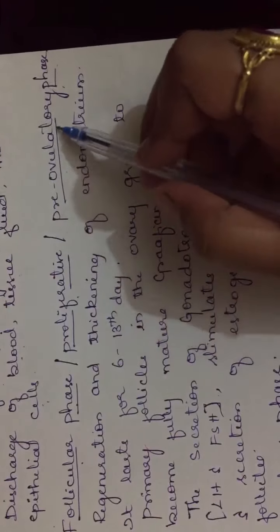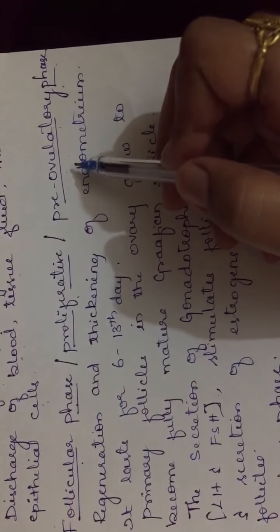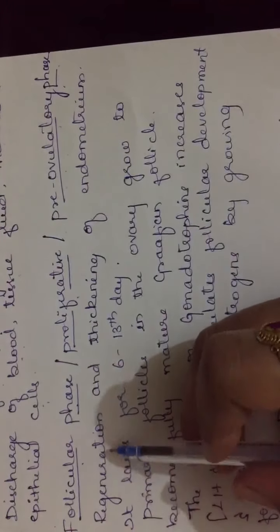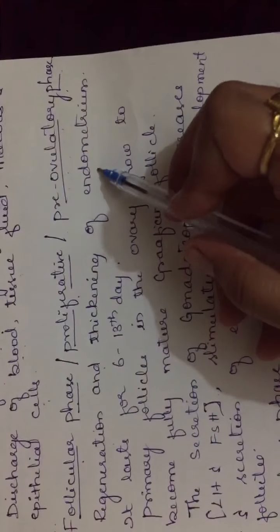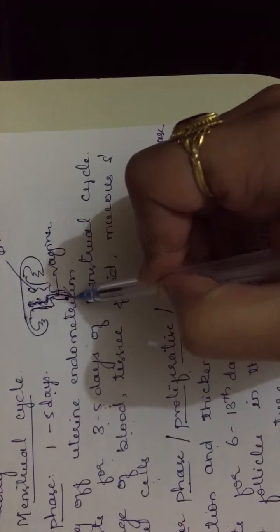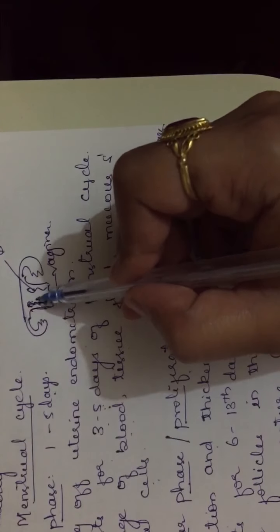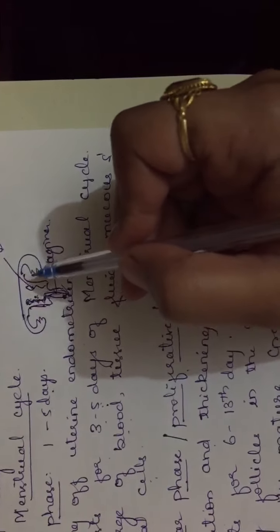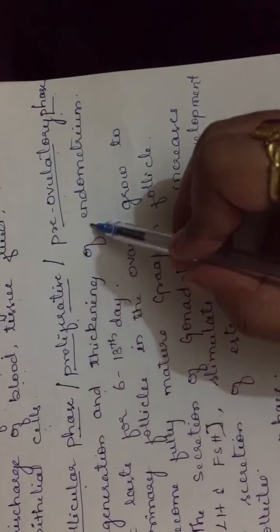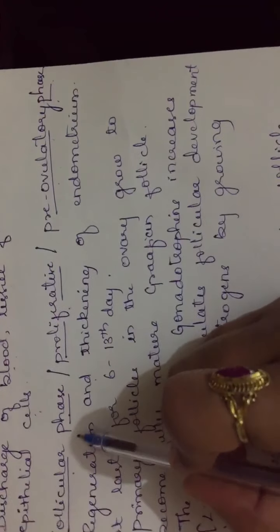The name itself shows pre-ovulatory means before ovulation. Okay, in this phase what happens? There is a regeneration and thickening of endometrium. What endometrium? It has been broken down here and released out. Now that endometrium will start to regenerate. It will build itself. Regeneration and thickening of endometrium takes place in the second phase called the follicular phase.